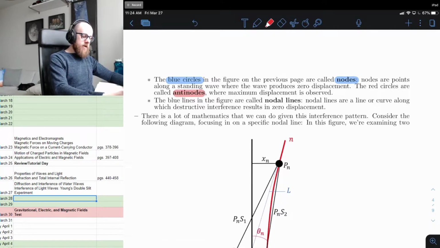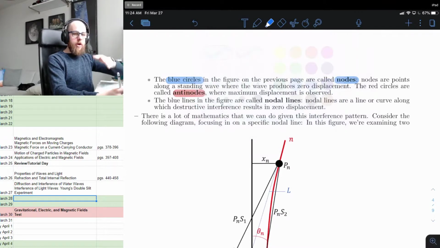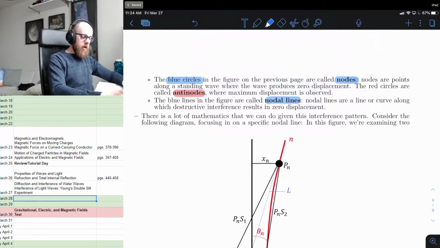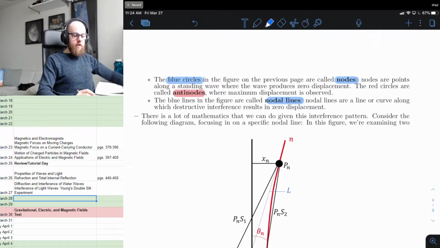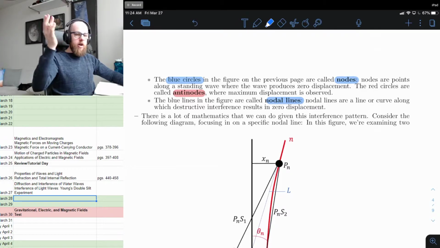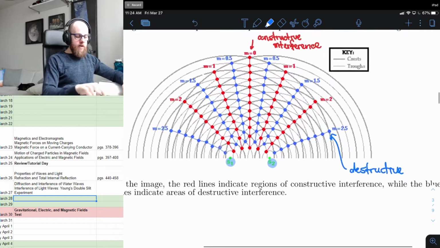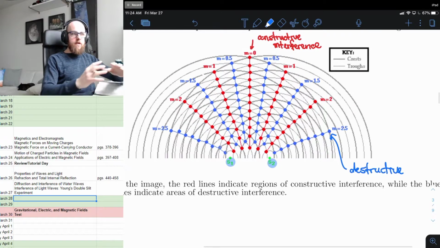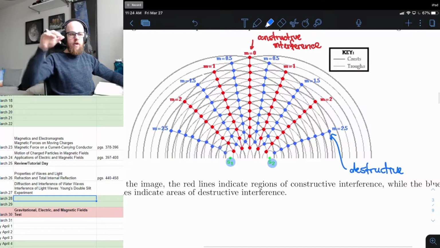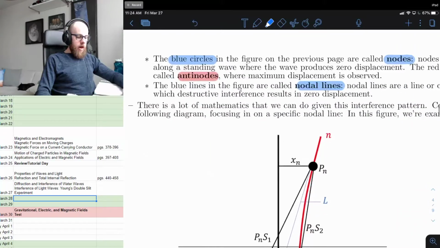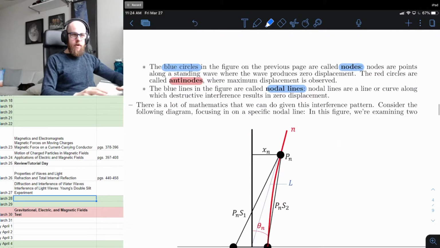The blue lines in the above figure, the lines on which all the nodes fall along, are called nodal lines. So nodal lines are a line or a curve along which we have destructive interference the whole way along the curve. All along this blue line here, we're going to have a zone of total destructive interference. So there's no peaks, there's no troughs, there's nothing like that. Okay, so there's quite a few definitions there.